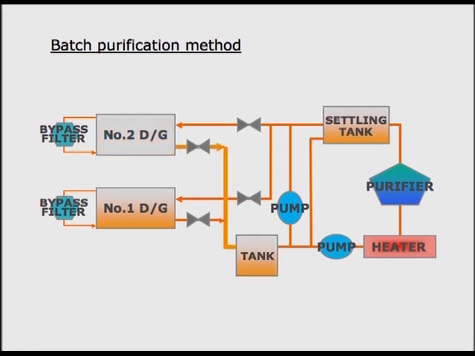For example, transfer the lube oil of number 2 diesel engine generator to the tank. Let the already cleaned lube oil flow to number 2 diesel engine generator. Transfer the used lube oil to the settling tank. In preparation for the replacement next time, conduct the cleaning treatment for the used lube oil.